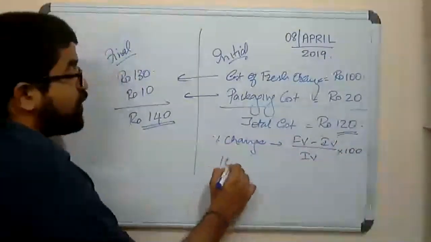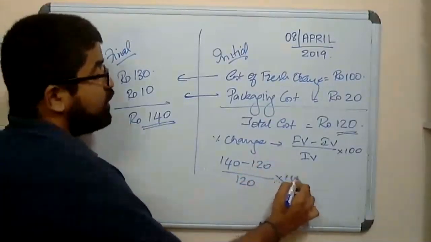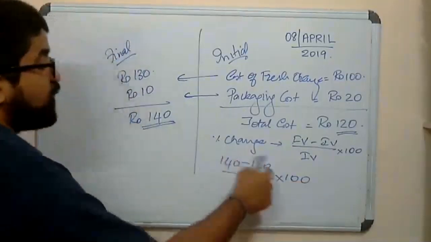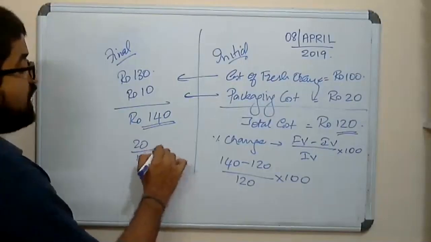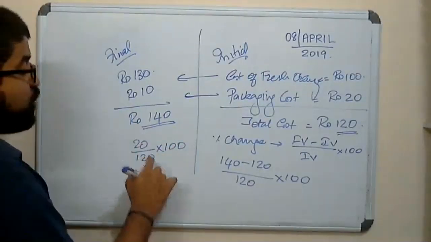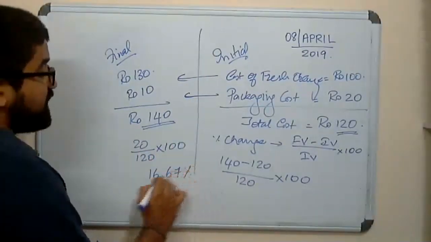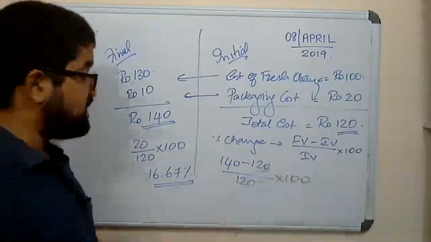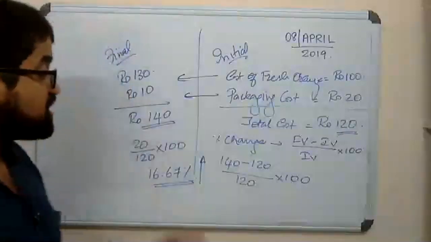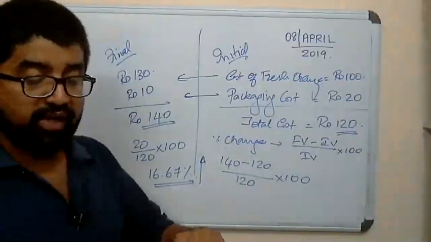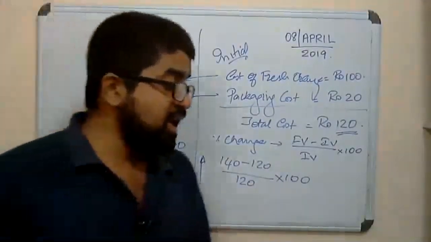That will be 140 minus 120 upon initial value, it is 120, into 100, and 140 minus 120 comes to 20. 20 upon 120 into 100 comes to 1 upon 6, and that is nothing but 16.67 percentage. We can see that a 16.67 percentage increase happens in the total cost. So for the 10th question, we can see that the total cost has increased by 16.67 percentage.